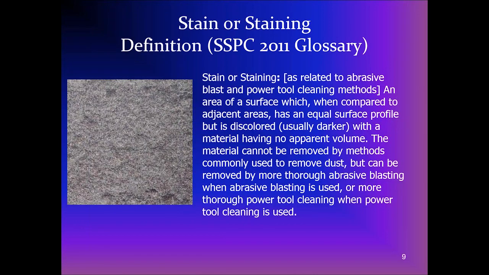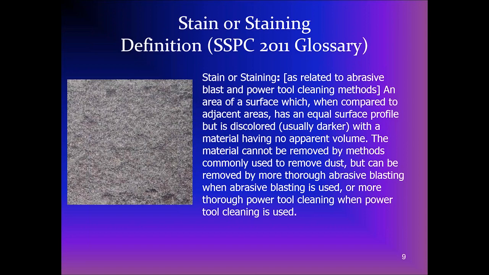Another definition that I want to talk about is stain or staining. You'll note in the standards that stains are allowed to remain. But what is a stain? According to the SSPC glossary, it's an area of a surface which, when compared to the adjacent areas, has an equal surface profile, which you see this whole sample on the left has an equivalent surface profile or roughness. But it's this color, which is usually darker, with a material that has no apparent volume.